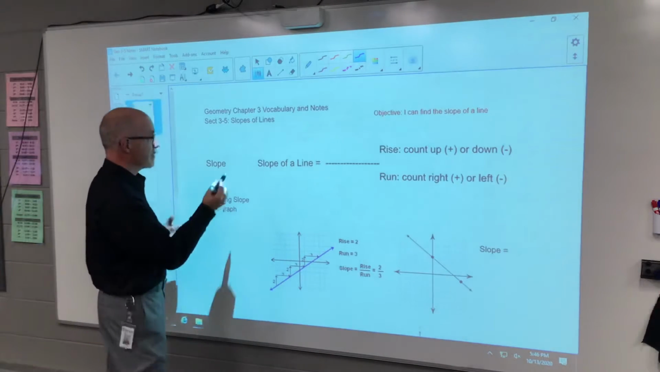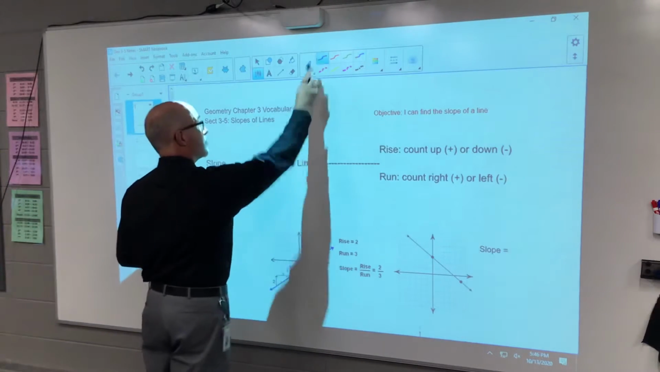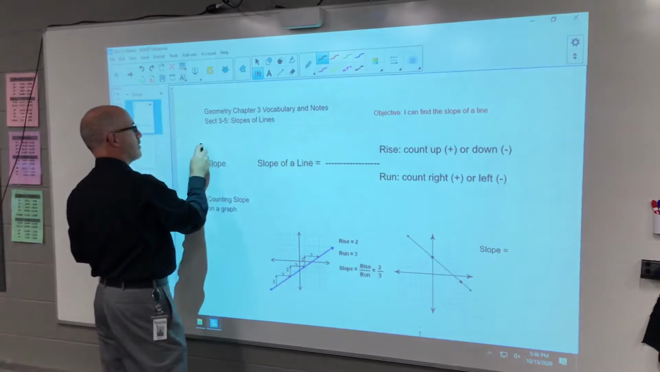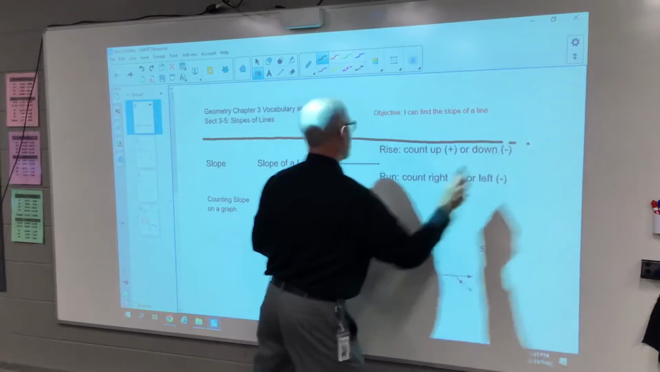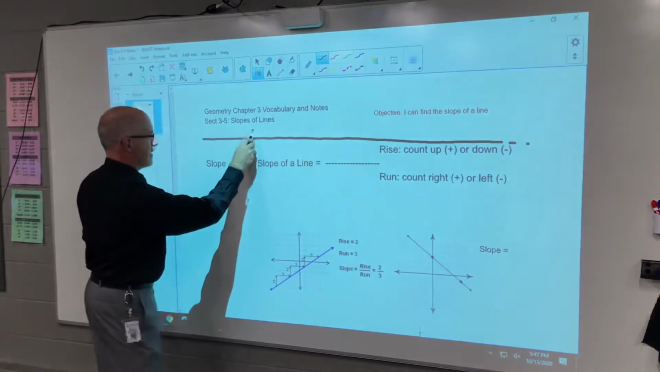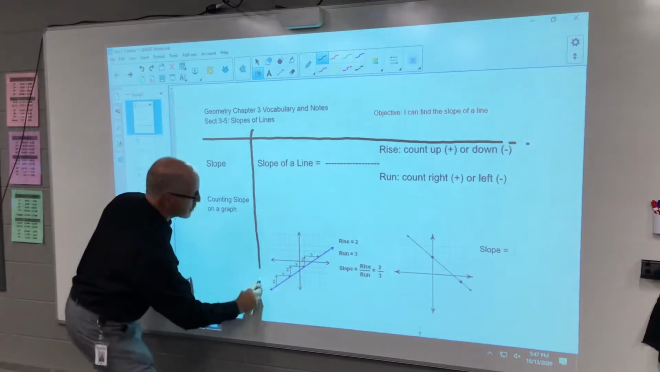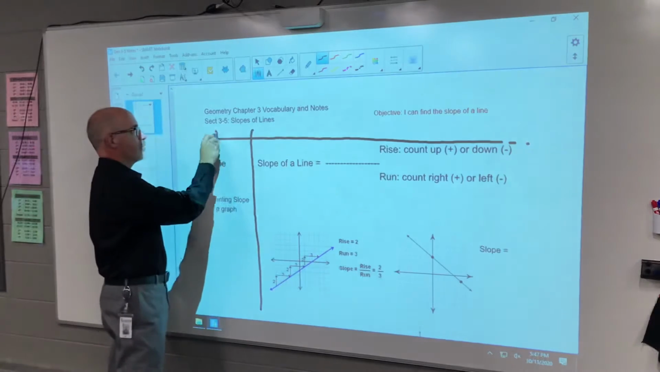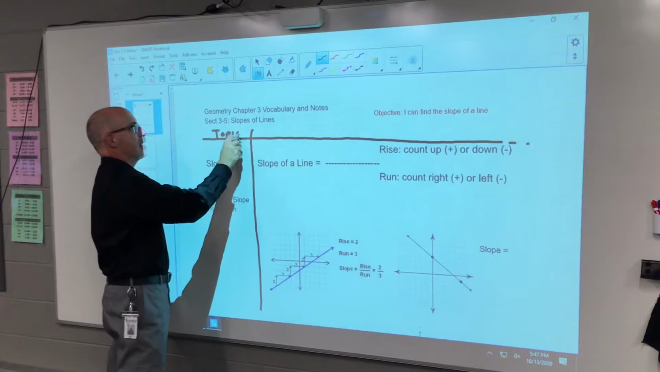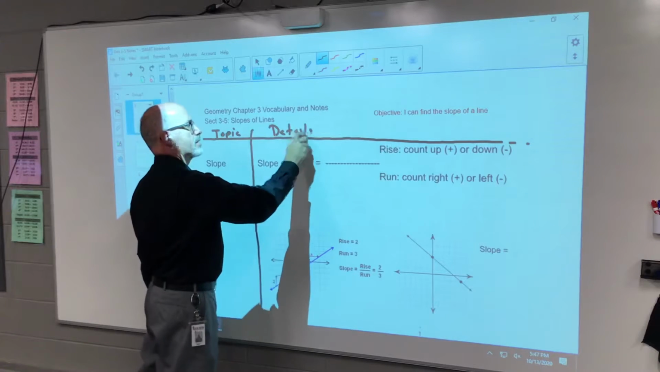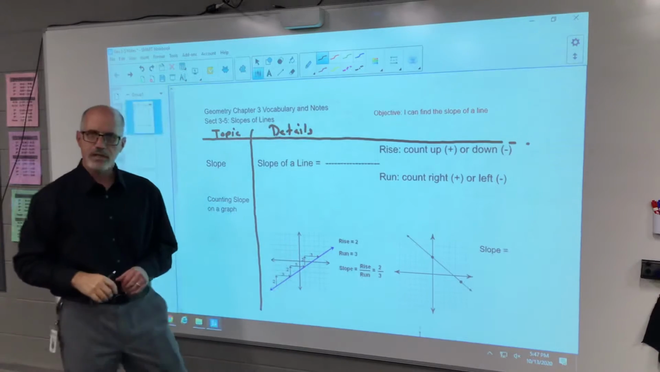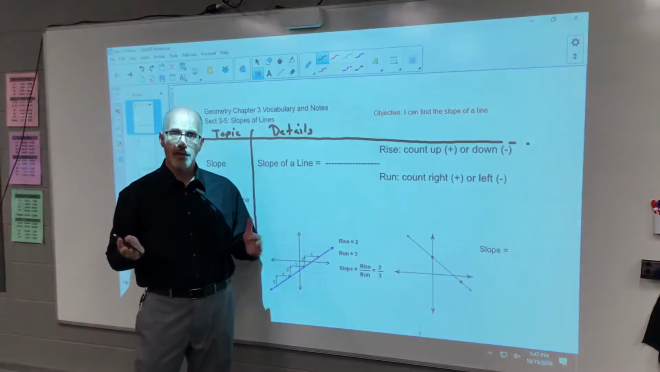First of all, these types of notes are called two-column notes. What I'd like you to do is draw a line across like this on your note page, and then draw a line down this way. That creates two columns, where here you would have your topic, and over here you have the details of the notes. This is called the Cornell type of notes, and that will help you learn how to take notes.